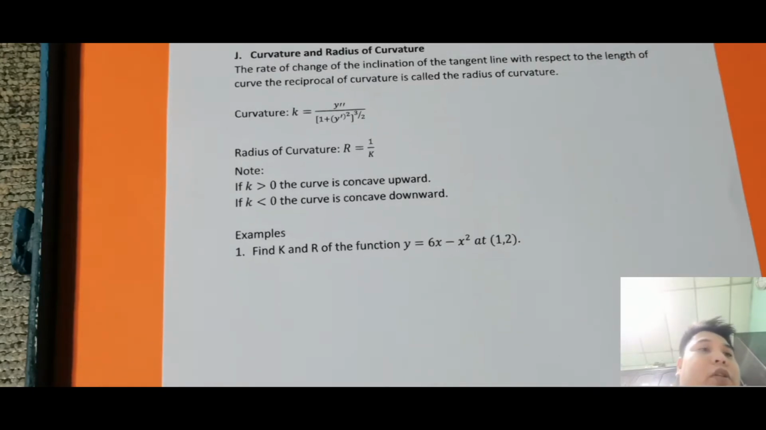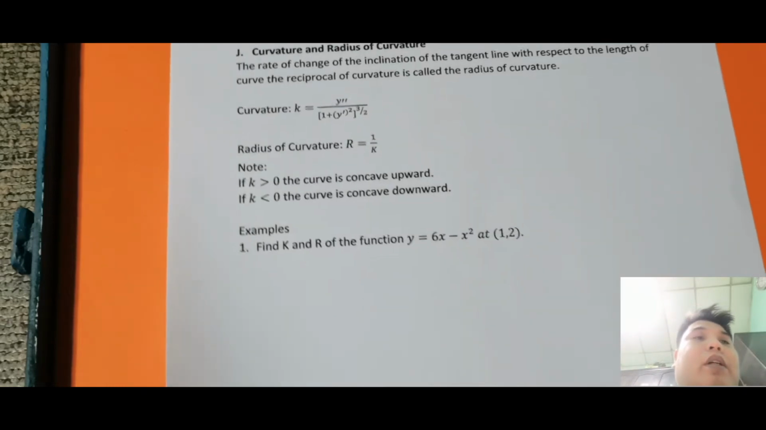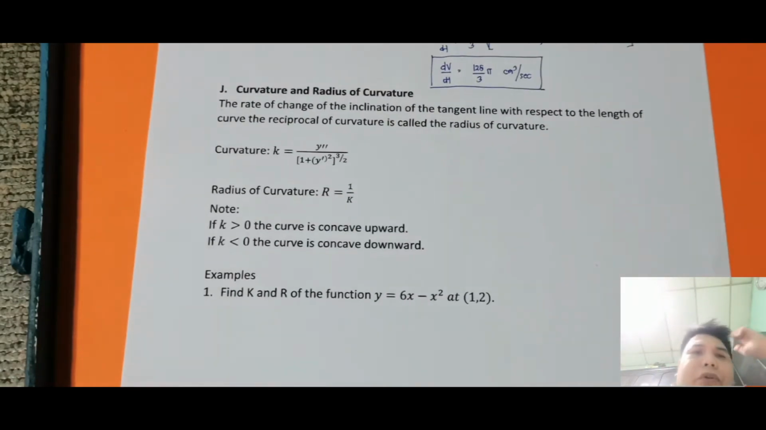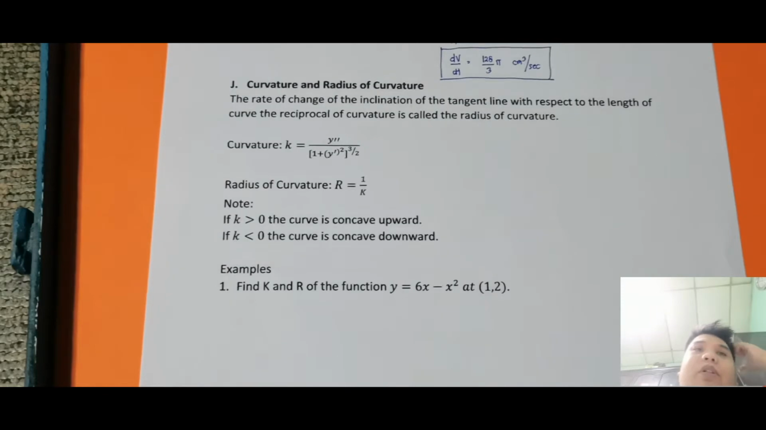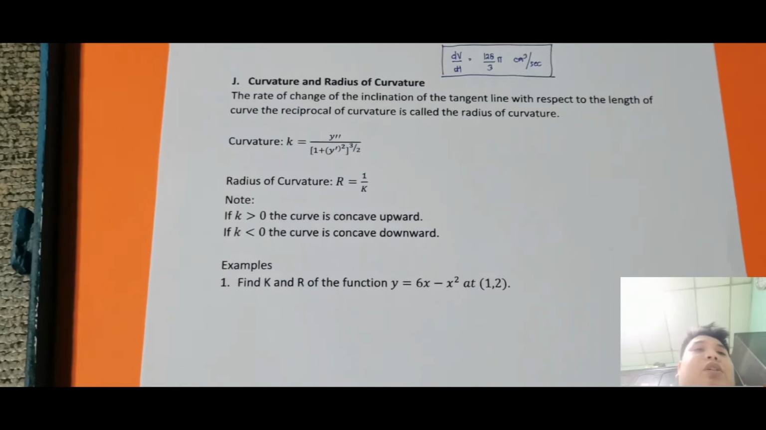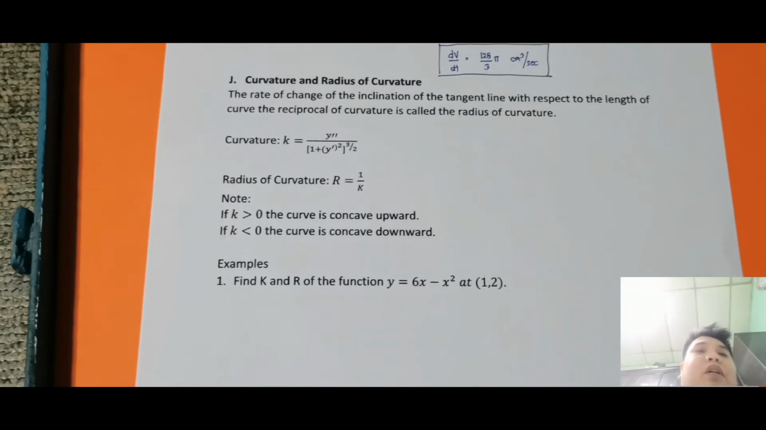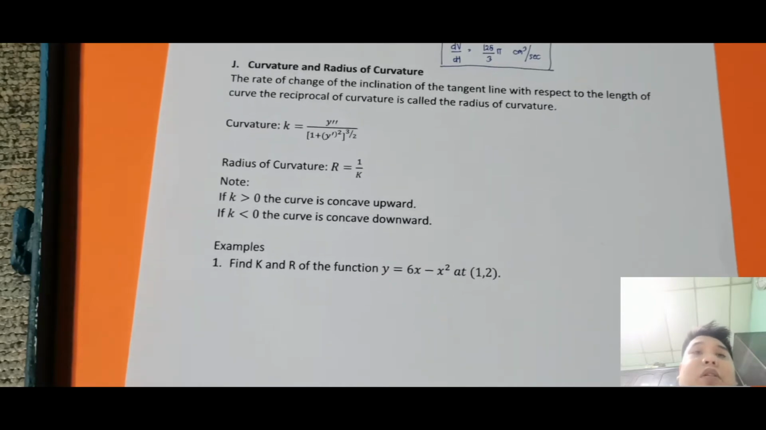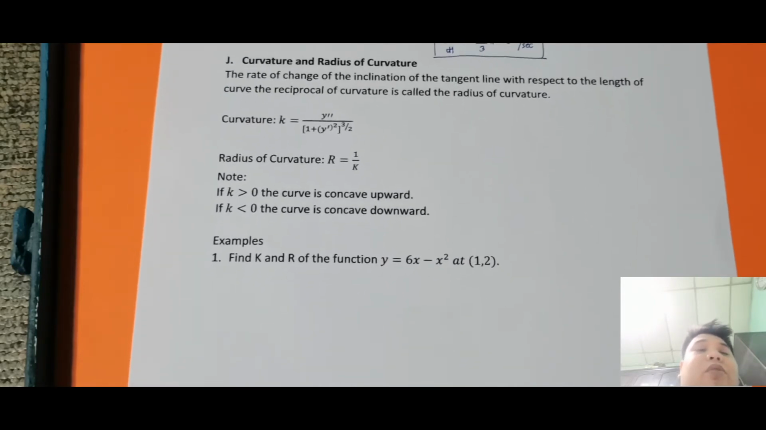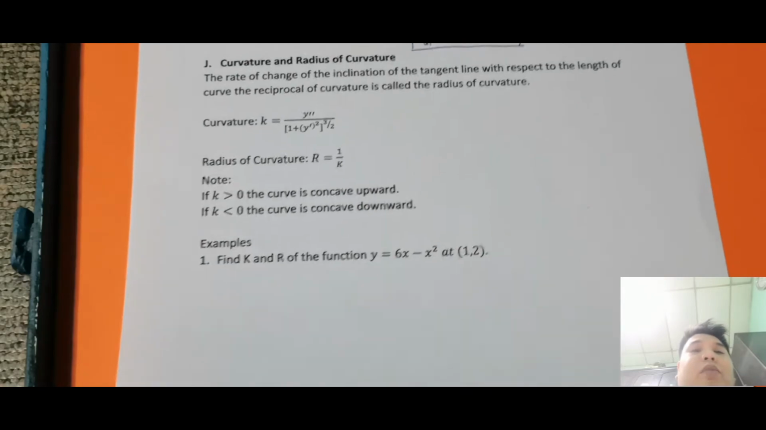Hi guys, so welcome to our lesson 12 in our review of the application of differential calculus in our Calculus 3. So this topic is all about the curvature and the radius of curvature. Curvature is the rate of change of the inclination of the tangent line with respect to the length of the curve. The reciprocal of curvature is called the radius of curvature.